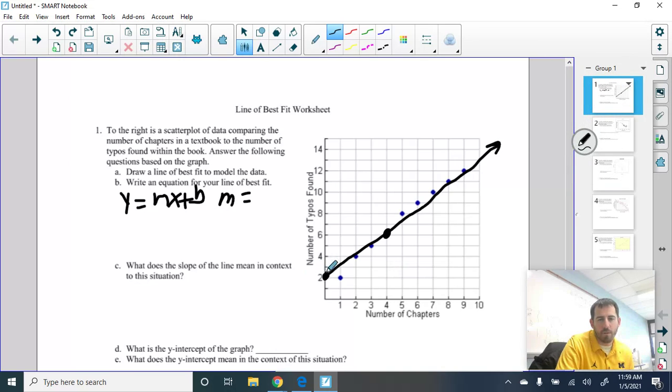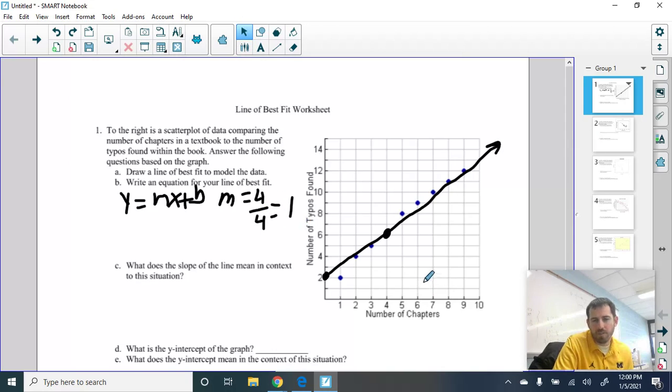Okay, we just need to think how far we went up. So we started at 2 typos and we went up to 6. So we went up 4. And then we went from 0, because we're starting at 0 on the y-axis, and we went right to 4. So we have 4 over 4. Now that makes it pretty easy. It just becomes a 1.